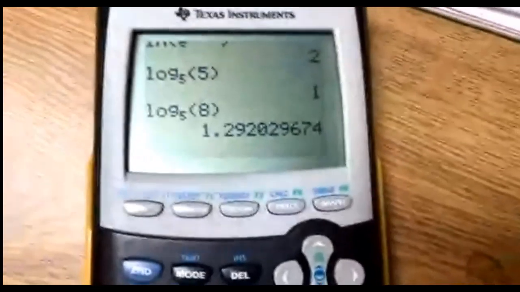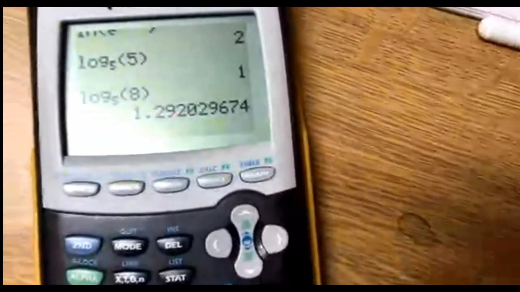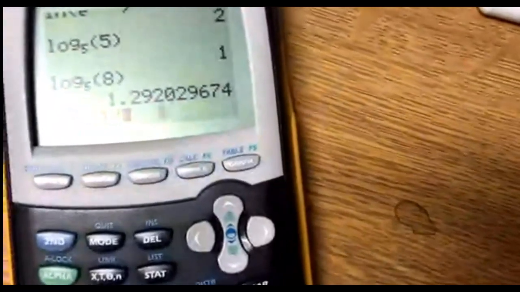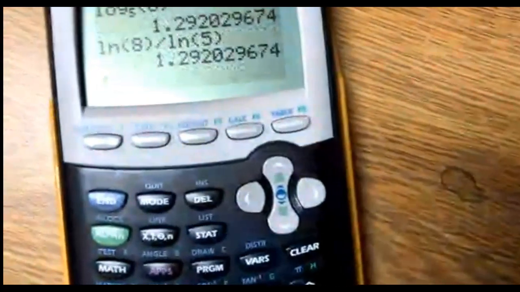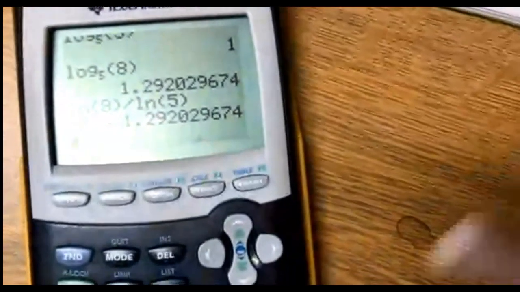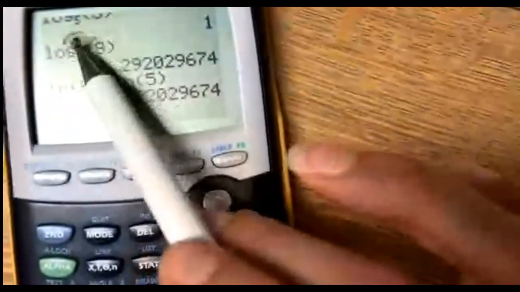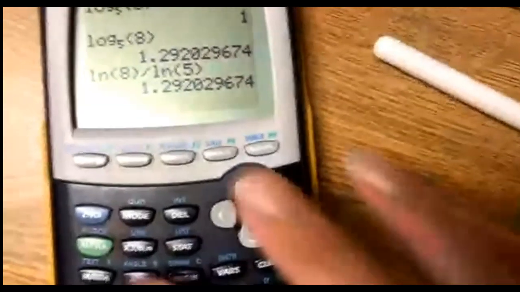And we see that that's 1.2920. And again, you can compare that to the change of base formula that said you take the natural log of 8 divided by the natural log of 5, because it was the inside over this. And we see that we get the same answer. So again, the graphing calculators used to not have this feature built in. You used to only ever be able to take a log base 10, which is what this key does here. But now they have this extra feature built into math.